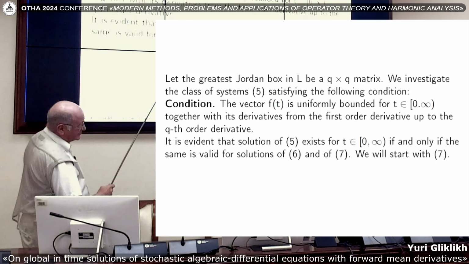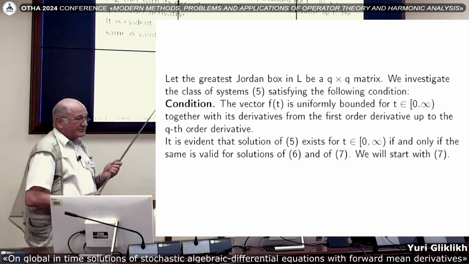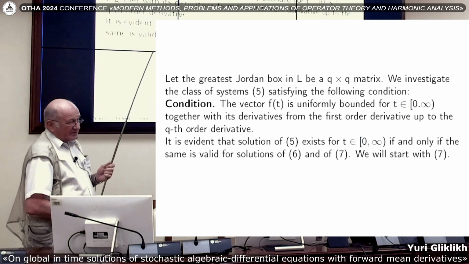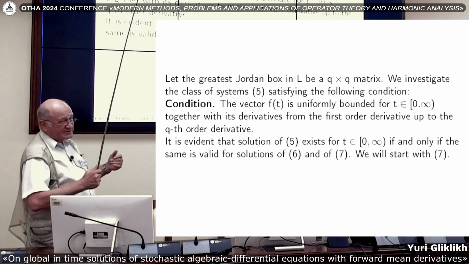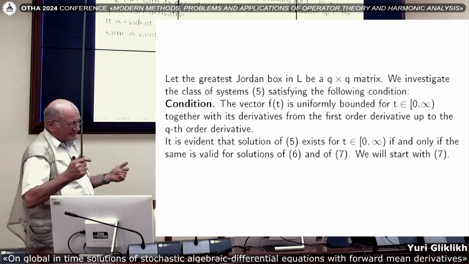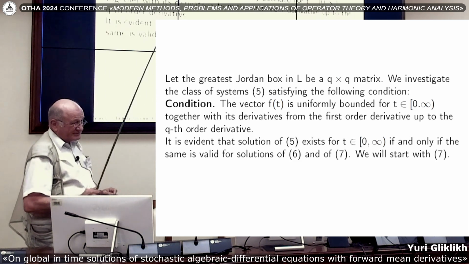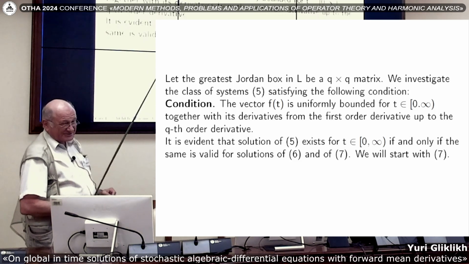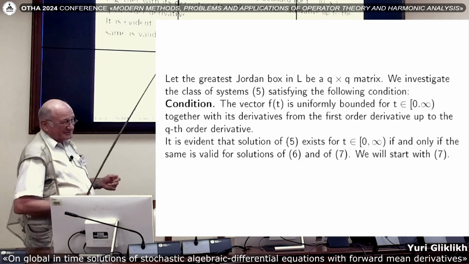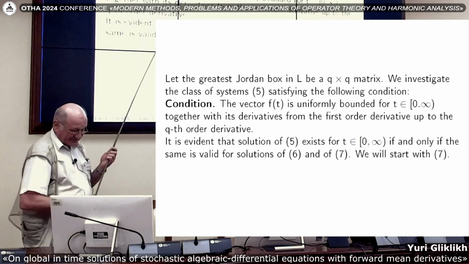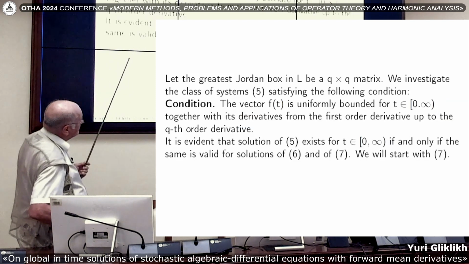We will start with 7. This condition I included for simplicity. In fact, I don't want to discuss global existence of solutions for ordinary differential equations, in spite of the fact that I have a necessary and sufficient condition for it. But it will take much time, and it's better to use this condition for simplicity. So we start with 7.